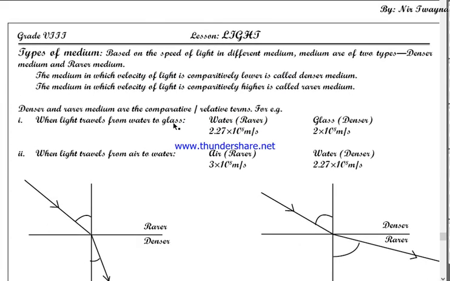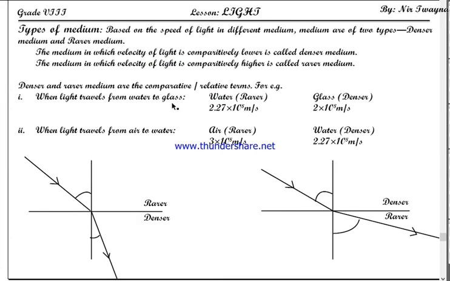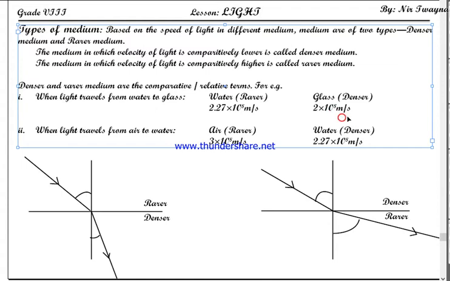So see, I have compared here some mediums like water to glass. When light travels from water to glass, you can see in water velocity of light is 2.27 into 10 to the power 8 meter per second, whereas when light travels through glass, its velocity would be 2 into 10 to the power 8 meter per second. So among these two medium, which one has more velocity? In water, light has more velocity and less velocity in glass. So water is rarer medium and glass is denser medium.